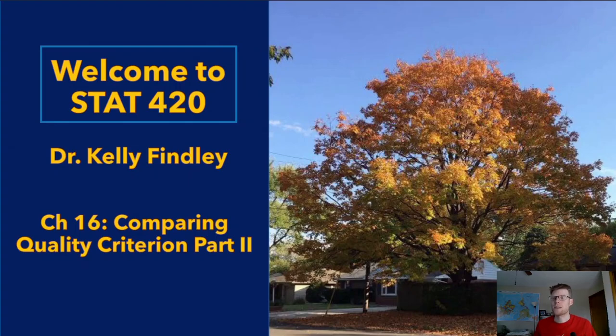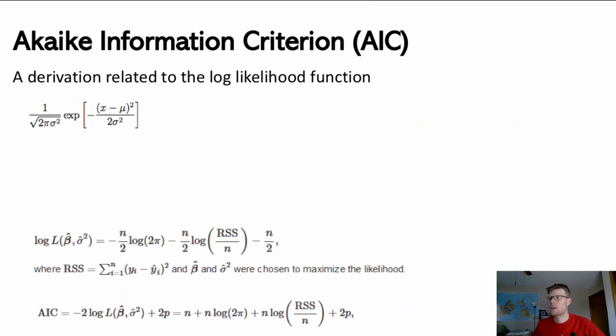So we're going to look at AIC first, and AIC is represented by this equation here at the bottom. So I'm going to skip down to the bottom for a second. It's going to be minus 2 times the log likelihood function plus 2 times the number of parameters in that particular model. We can also expand that out, and it would be written as n plus n times the log of 2 pi plus n log of RSS, the residual sum of squares over n, plus 2 times the number of parameters.